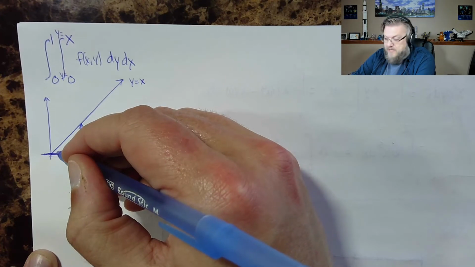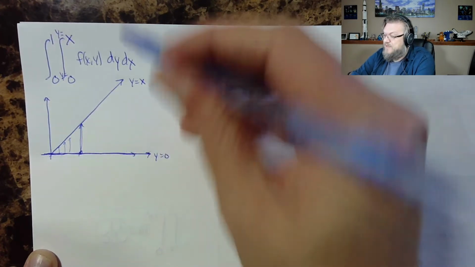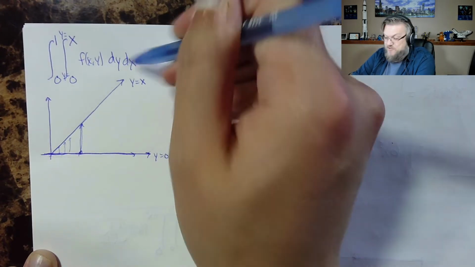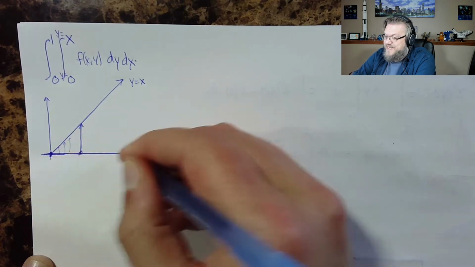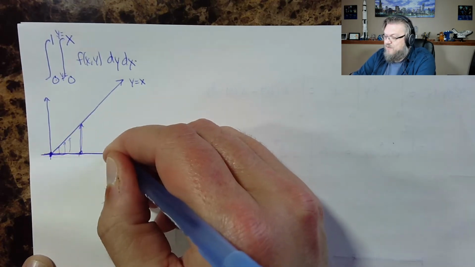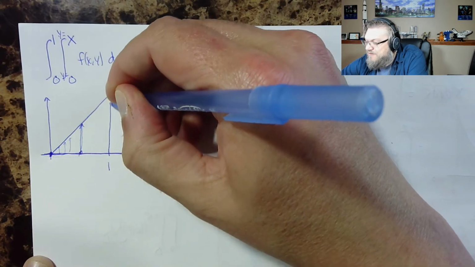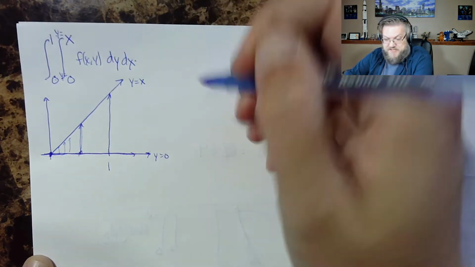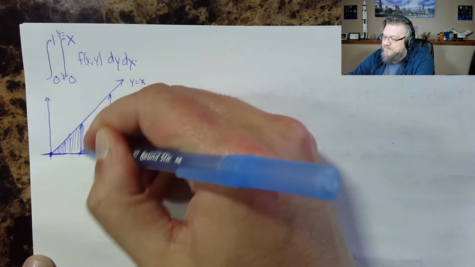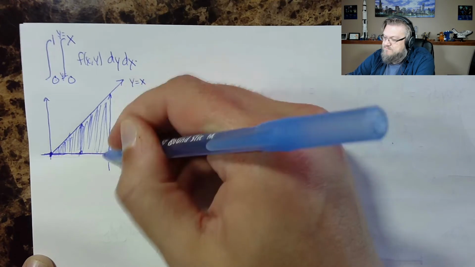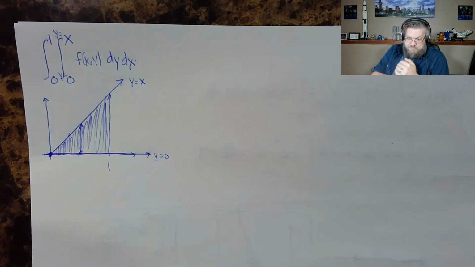Now, how far am I going from bottom up, bottom up, bottom up? How far over do I go? Well, x is only between 0 and 1. So I start the arrows here at 0, and I keep doing these arrows until I hit 1. That's going to be my last arrow right there. Do you see how that's going to traverse every point in here, and it's going to fill in this bottom triangle? That's what we call the region of integration.